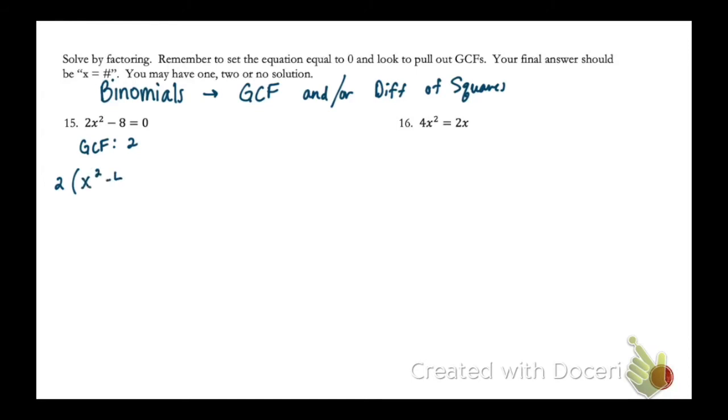and what I have left is going to be x squared minus 4, which is a difference of squares. So the way that I factor that is I'm going to take the square root of x squared, the square root of 4, put them in two separate parentheses, one with a plus, one with a minus. And then to solve, I'm going to set those two factors equal to 0 and solve.